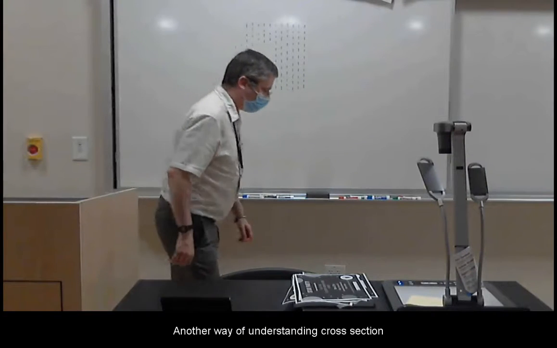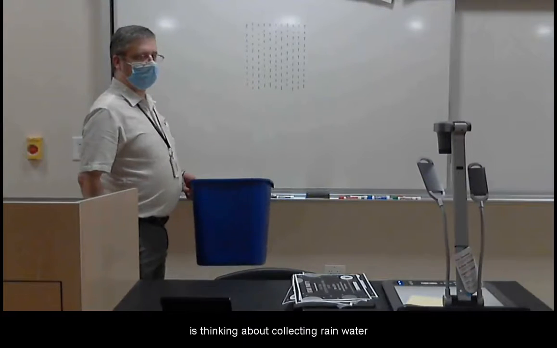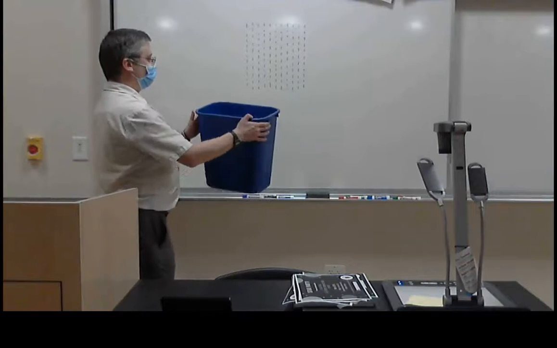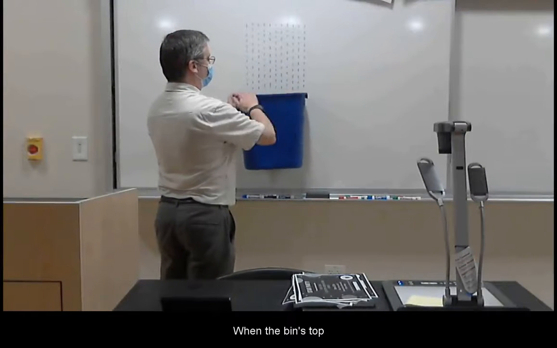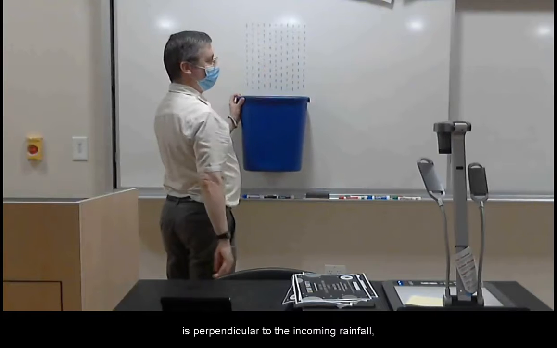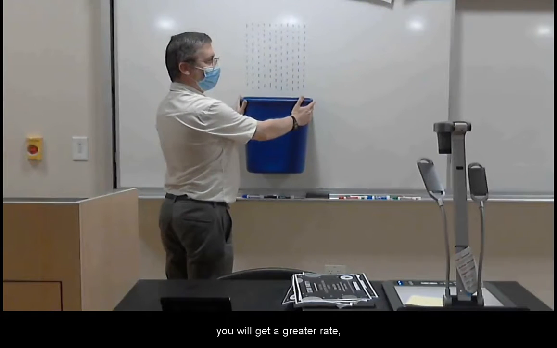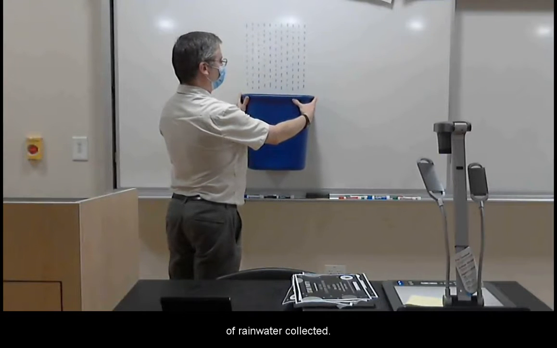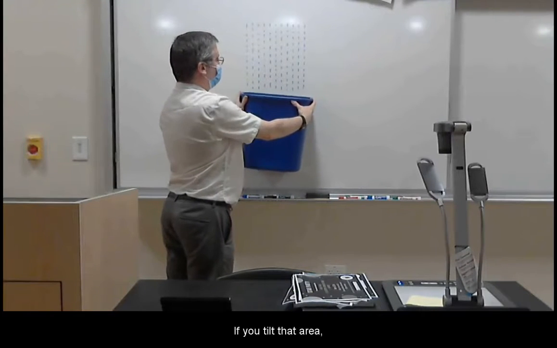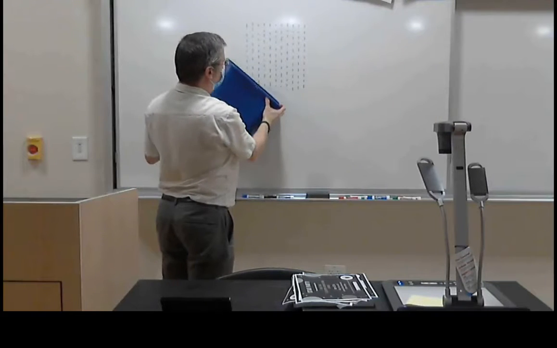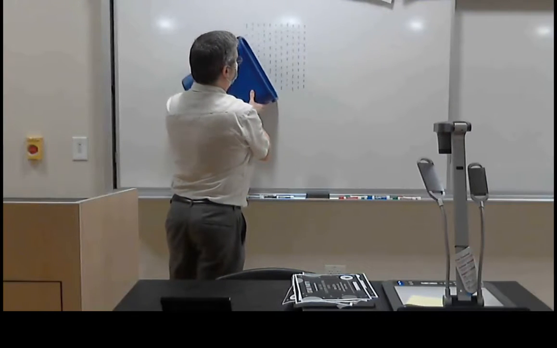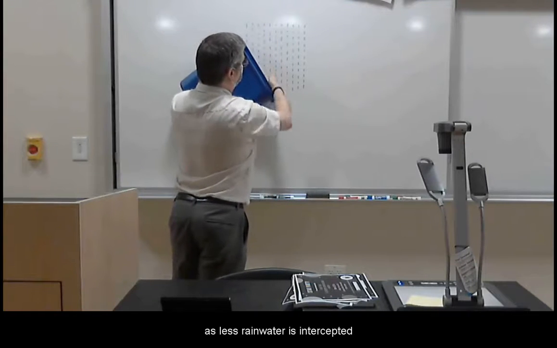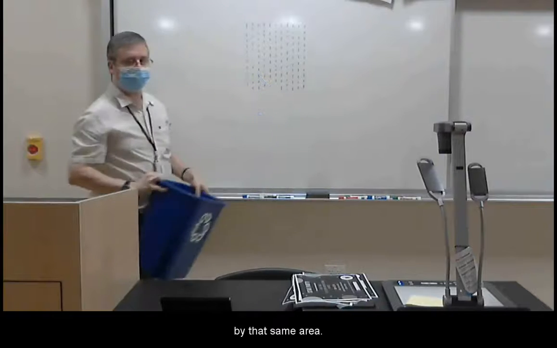Another way of understanding cross-section is thinking about collecting rainwater in a bin. When the bin's top is perpendicular to the incoming rainfall, you will get a greater rate or flux of rainwater collected. If you tilt that area, then it is not used as efficiently as less rainwater is intercepted by that same area.